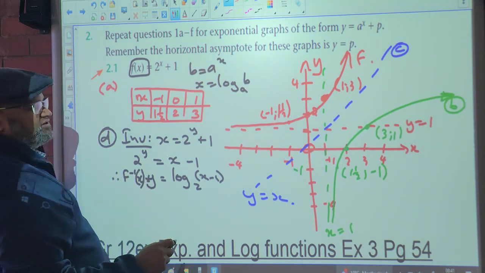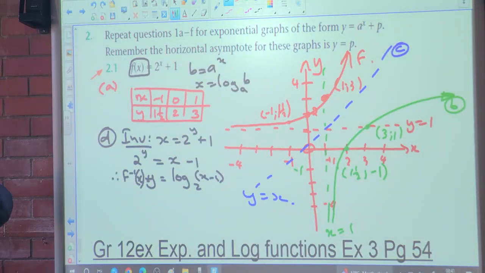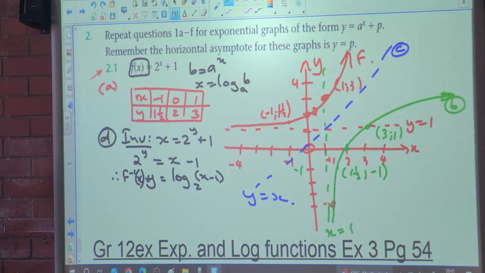And this is the inverse. Is this inverse a function? Why? What's the vertical line test? What type of function is it? 1 to 1. Okay, for every x there is one y.